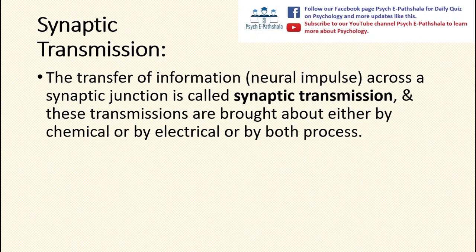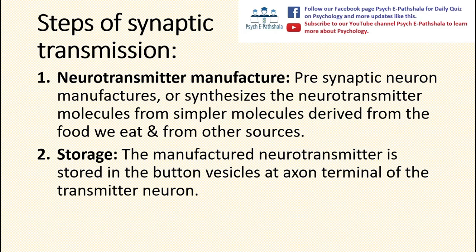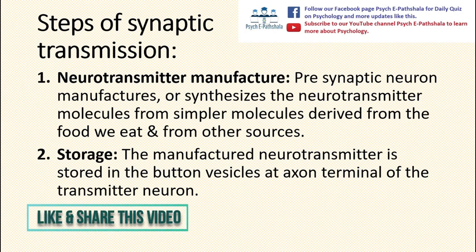Synaptic transmission is the transfer of information or the neural impulse across a synaptic junction. These transmissions are brought about either by chemical or by electrical or by both processes. The steps of synaptic transmission are: number 1, neurotransmitter manufacture, where the presynaptic neuron manufactures or synthesizes the neurotransmitter molecules from simpler molecules derived from the food we eat or from other sources.